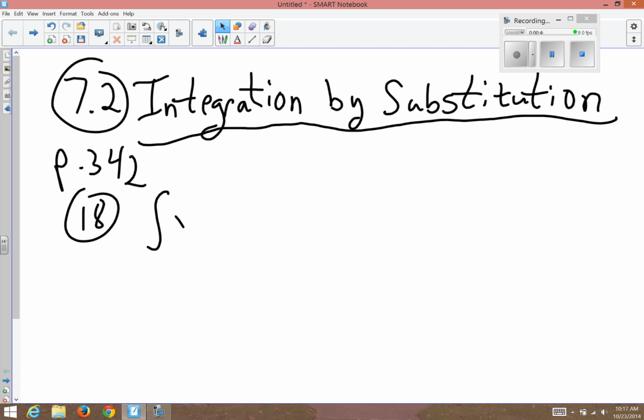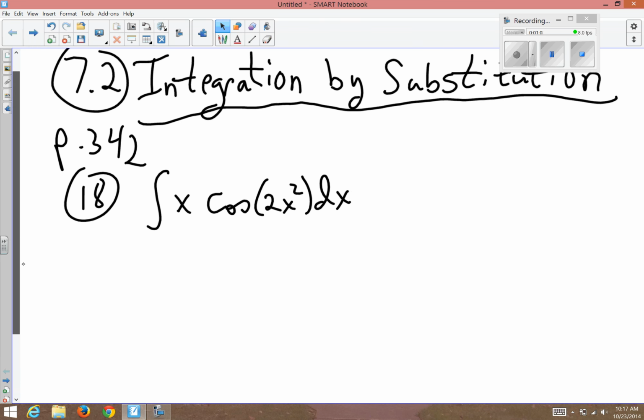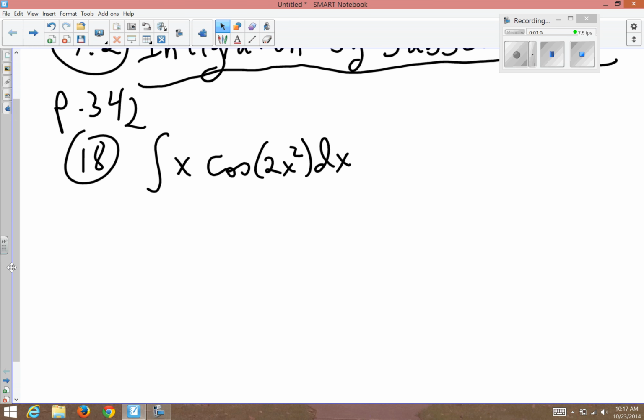The integral of x cosine 2x squared dx. So we start this problem by first changing the order of what's here. We're going to rewrite the integral of cosine 2x squared x dx. Just put this x over here.